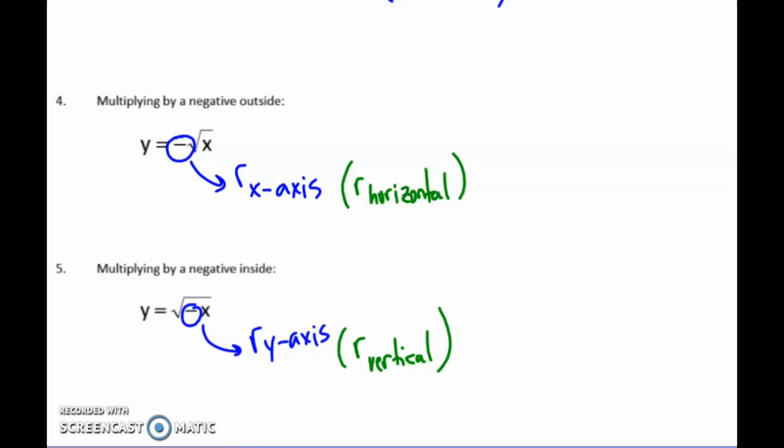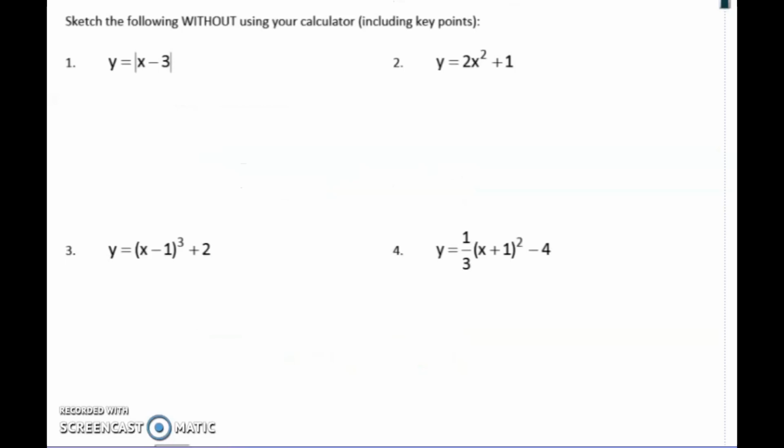All right, so now what we want to do is combine those 9 parent functions we talked about in the first part of the lesson with those transformations, because your goal here is to sketch these without using a calculator, without creating an XY chart, while including key points. So here's how we're going to do it. Okay. So first of all, I need to recognize that that's an absolute value. So I know, oh, absolute value, it's going to kind of look like this.